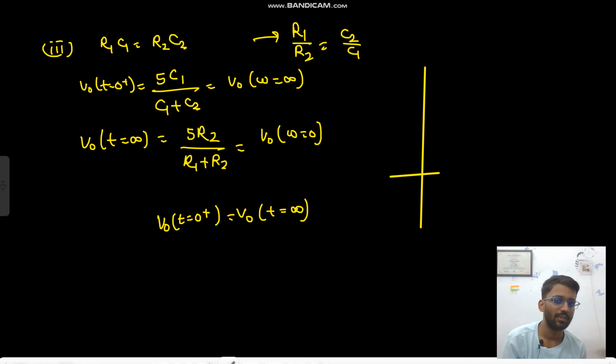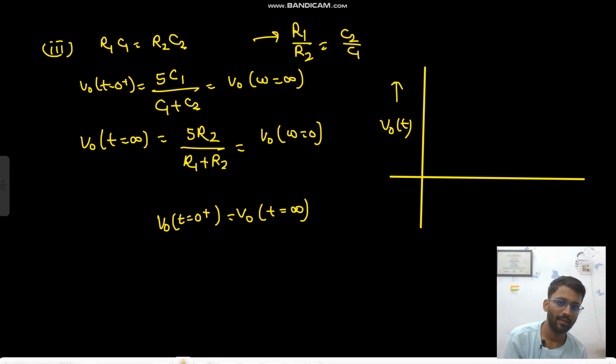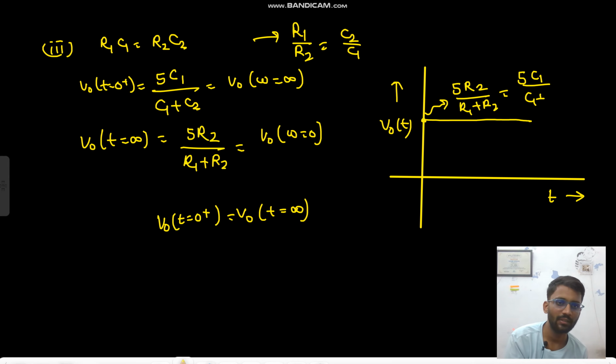so the graph will be, this will be the graph, always constant, right? So the value is 5 R2 upon R1 plus R2, or you can write 5 C1 upon C1 plus C2. So the graph will be always constant.